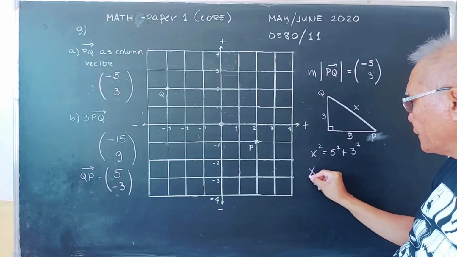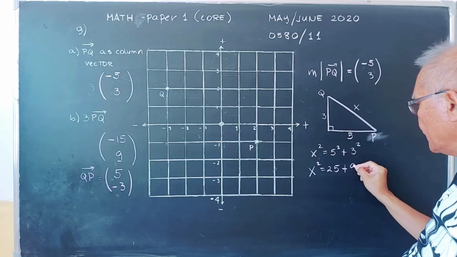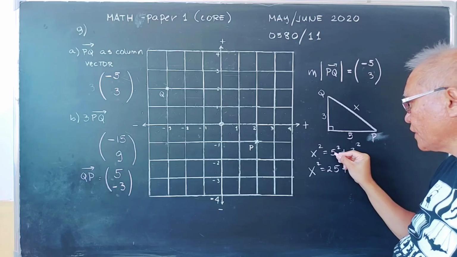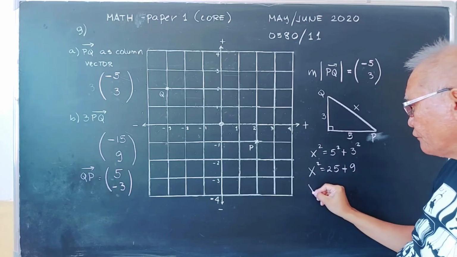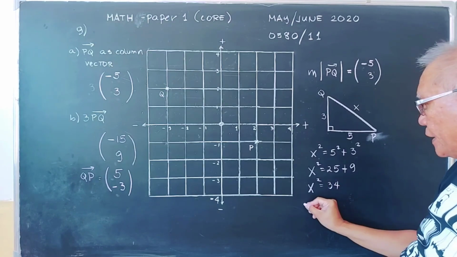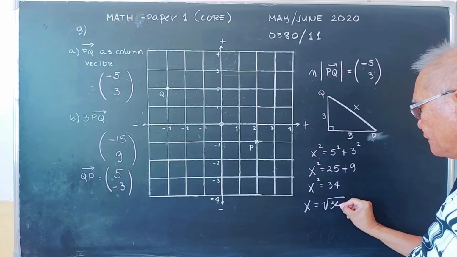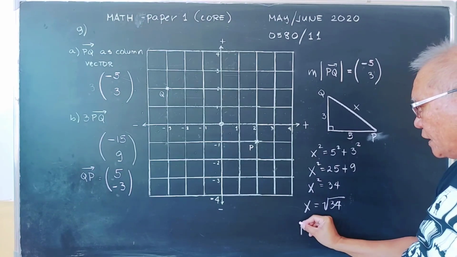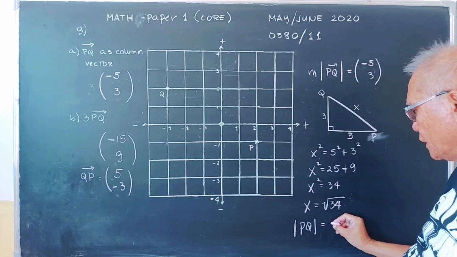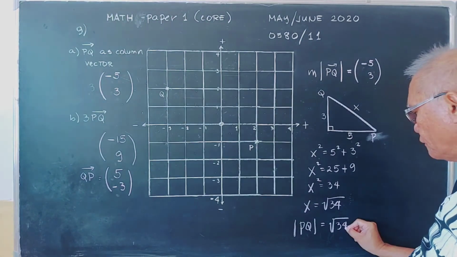And then after that, we have the 25 here and the 9 here. 3 times 3, not 3 times 2. This is 5 times 5, not 5 times 2. So we have x squared is equal to 34 and x is equal to square root of 34. So PQ here, absolute value, is the square root of 34, the positive root.